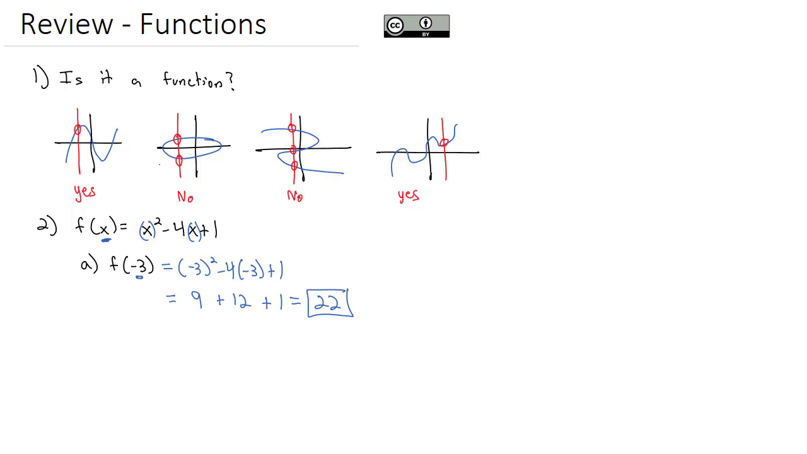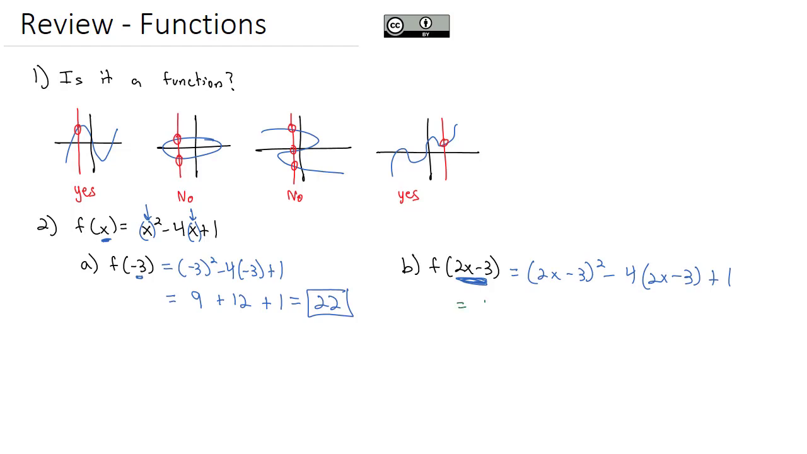But we could make it more interesting if we didn't just want to plug in a value. We could plug in an algebraic expression. We could evaluate f of 2x minus 3. And in that case, we would take the 2x minus 3 and plug it in for both of the x's. So we have the stuff squared minus 4 times the stuff plus 1. That stuff is the 2x minus 3. Then we can work to evaluate that.